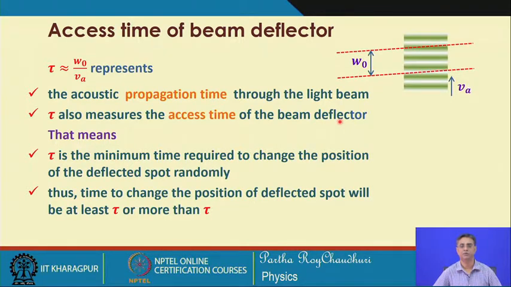So, the beam deflector is active only over this access time. So, tau is the minimum time required to change the position of the deflected spot randomly. If you change the frequency, the spot will also change, but this happens only over the minimum time required, which is tau. Thus, the time to change the position of the deflected spot will be at least tau, or it could be more than tau.